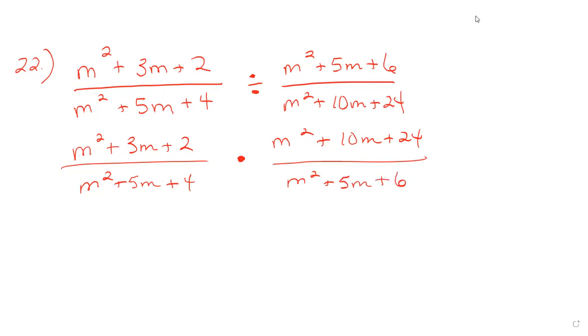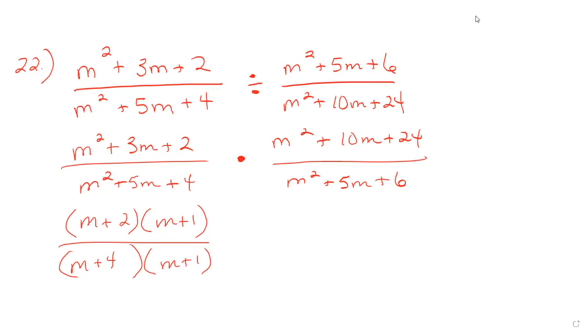Okay, so now we've got a multiplication problem. My next step is going to be factor. I'm going to factor every single thing. And because every single thing here is a trinomial, if it is factorable, we're going to factor everything into two binomials. So m squared plus 3m plus 2 is going to factor out to be m plus 2 times m plus 1. M squared plus 5m plus 4 is going to factor out to be m plus 4, and then m plus 1.